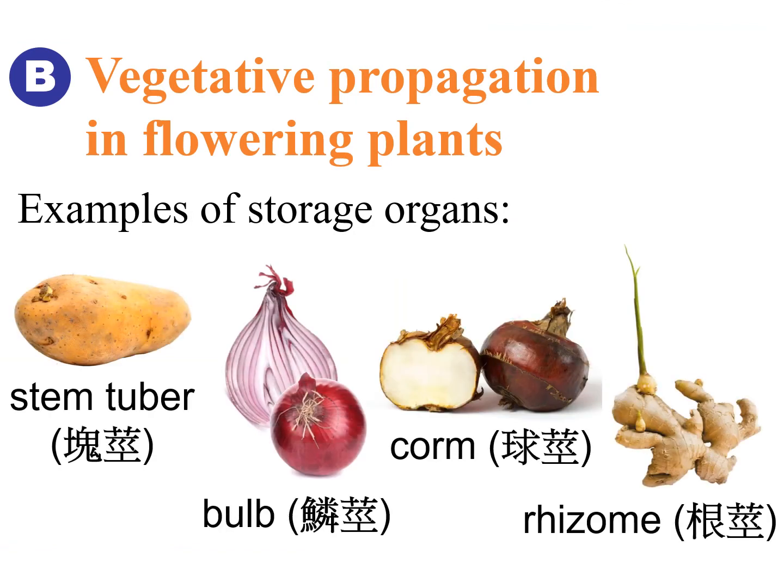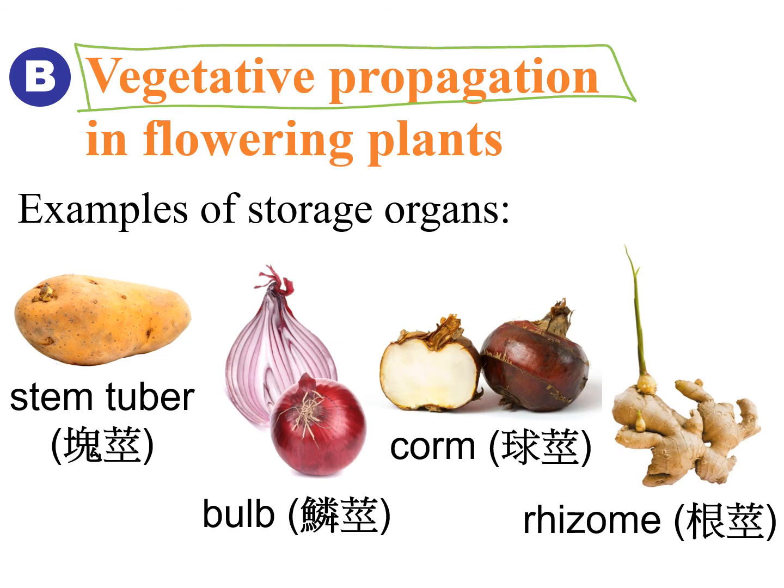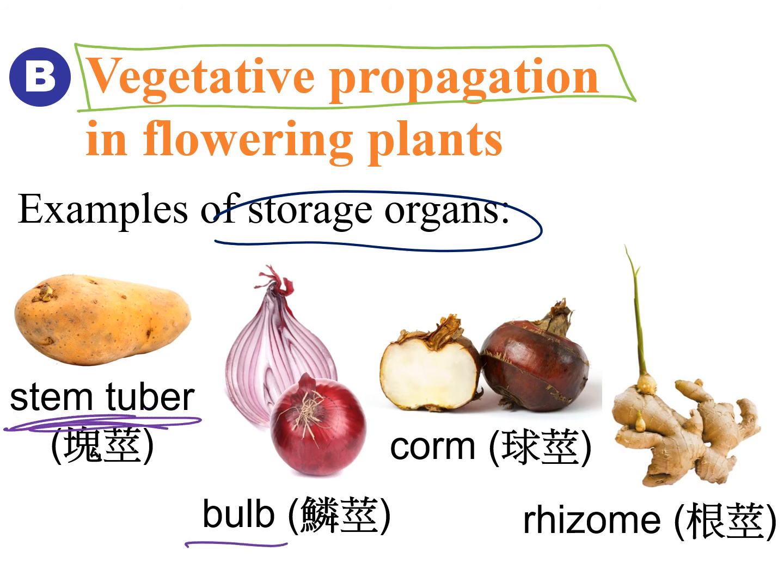There are many different types of vegetative propagation plants, and there are different types of storage organs as well. So given in here, there are some examples such as potato. We call them the stem tuber. Or the bulb, 洋葱, or the corm, 球莖, or the rhizome, 根莖. So there are different examples.